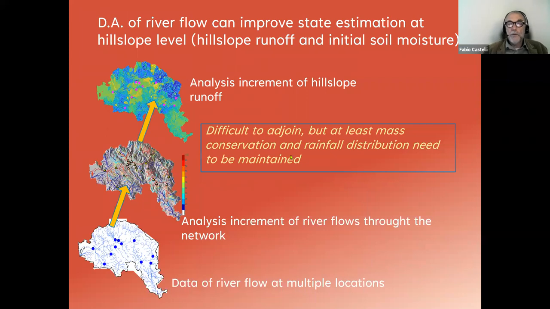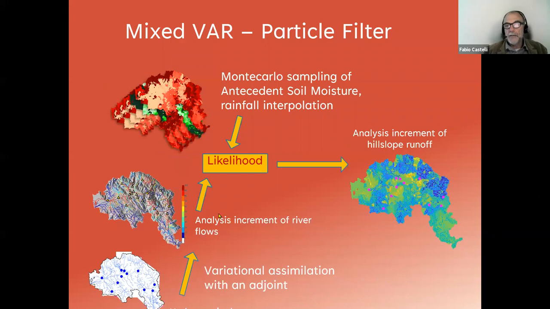Okay. Now we also try to explore the possibility of having a better estimate not only on the runoff on the channel network, but also of the hill slope runoff all over the basin. Okay. This is difficult to adjoin, but at least mass conservation and rainfall distribution need to be maintained. So what we also tried is sort of a mixed variational and particle filter, a Monte Carlo type of filter approach. What we do is I will try to synthesize in this scheme here.